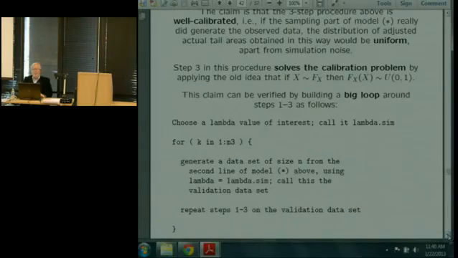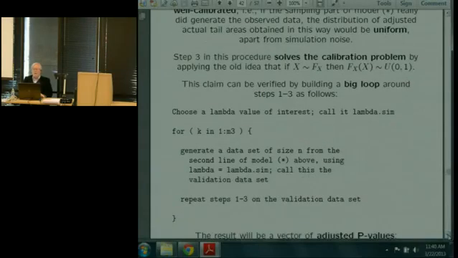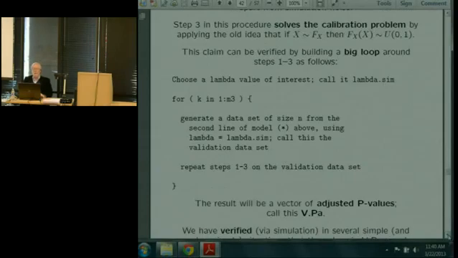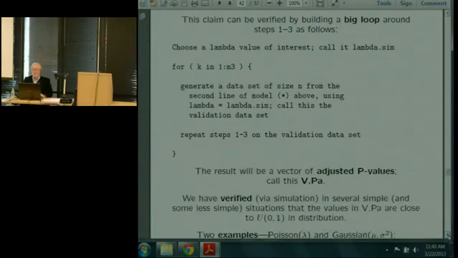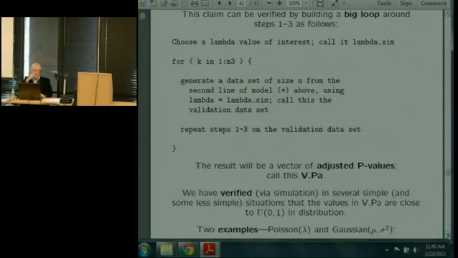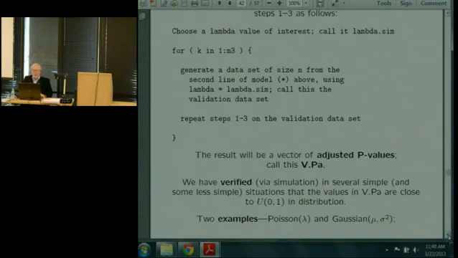And so to show that we're well calibrated, now that we've used enough CPU cycles, we can demonstrate that by building another simulation loop around our steps 1 through 3. Choose a lambda value of interest to you, call it lambda.sim. As k runs from 1 to M3, generate a data set of size n from that sampling distribution using lambda equals lambda.sim. Call this the validation data set, and now repeat all 3 steps of what I had before on that. And the result will be a vector of adjusted p-values. We're going to call it v.pa, and we claim that that vector is close to uniformly distributed.